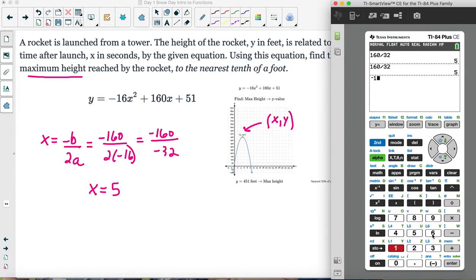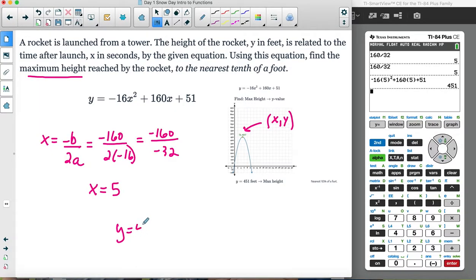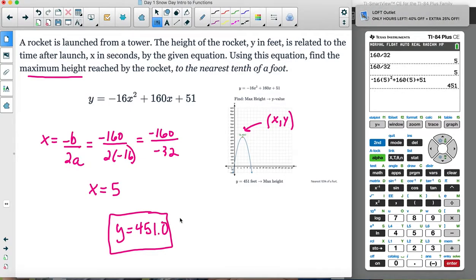So I'm going to do negative 16 times 5 squared plus 160 times my 5. Sorry, I can't do this quicker. Plus 51. Before I hit enter, I'm just going to double check and make sure I have everything, and I'm going to hit enter. And there's my 451. So your y value is 451, and that is my max height. They did say to the nearest tenth of a foot. Technically your answer is 451.